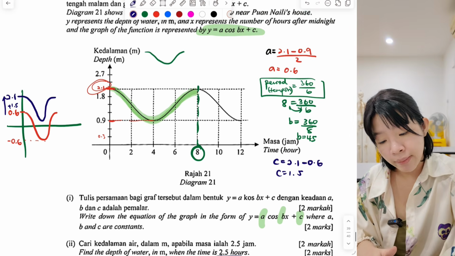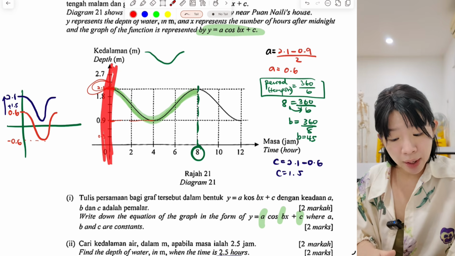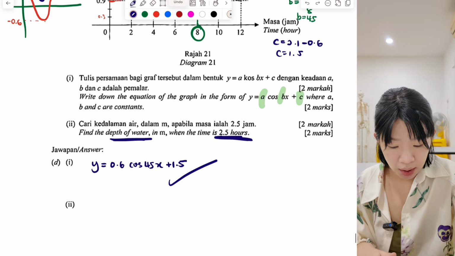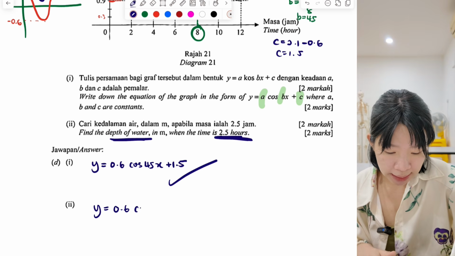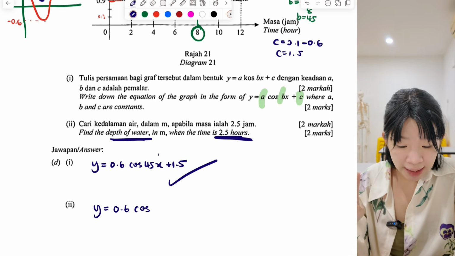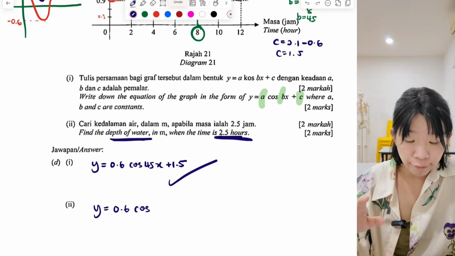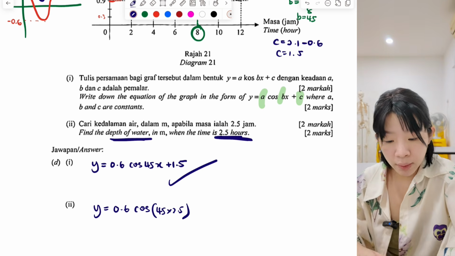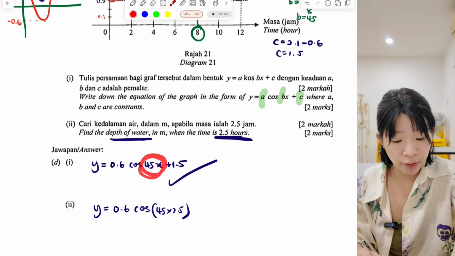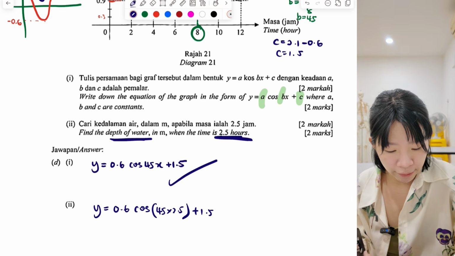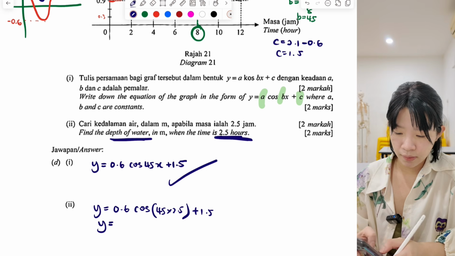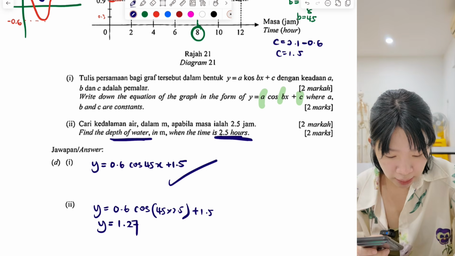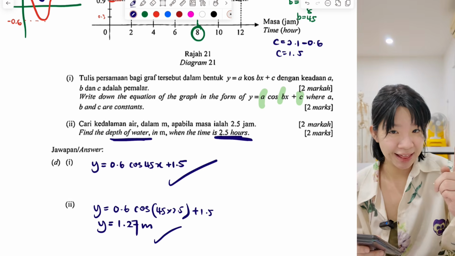Now part 2: find the depth of water when the time is 2.5 hours. The depth of water means they want y, so find y when x is 2.5. We can sub into this equation: y equals 0.6 cos. The x here, we sub 2.5, but you have to put a bracket, 45 times 2.5, so the 2.5 is only given to 45. Make sure you put the bracket and then plus 1.5. So at the end, y is 1.27 meters. Done.